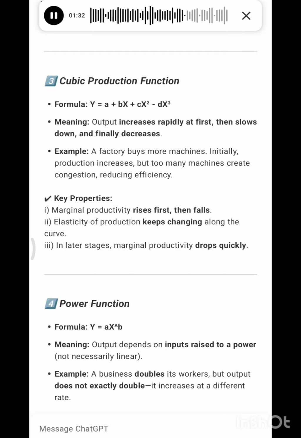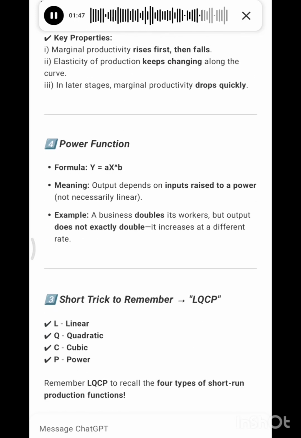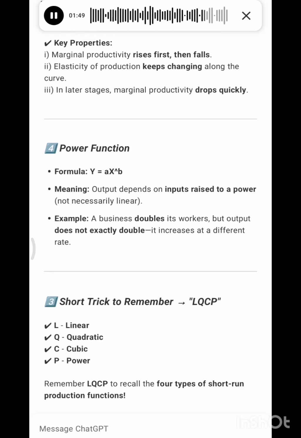Key properties. 1, marginal productivity rises first, then falls. 2, elasticity of production keeps changing along the curve. 3, in later stages, marginal productivity drops quickly. 4. Power function. Formula, y equals ax to the power b, meaning output depends on inputs raised to a power, not necessarily linear. Example, a business doubles its workers, but output does not exactly double, it increases at a different rate.